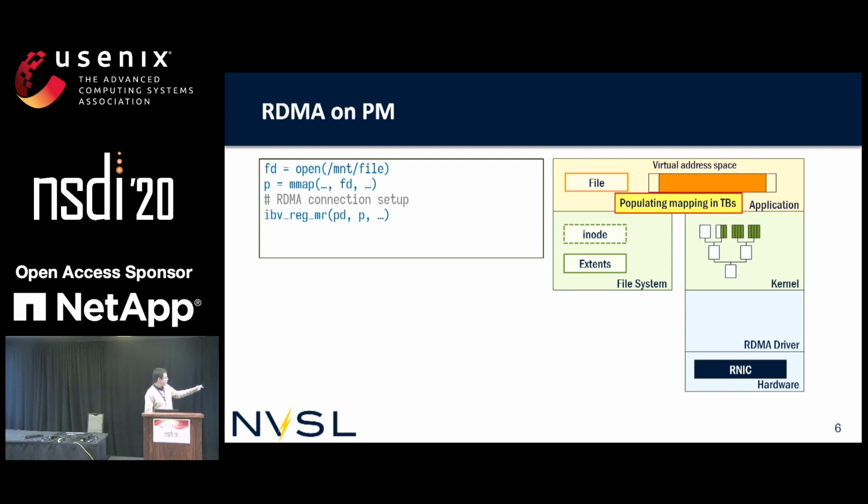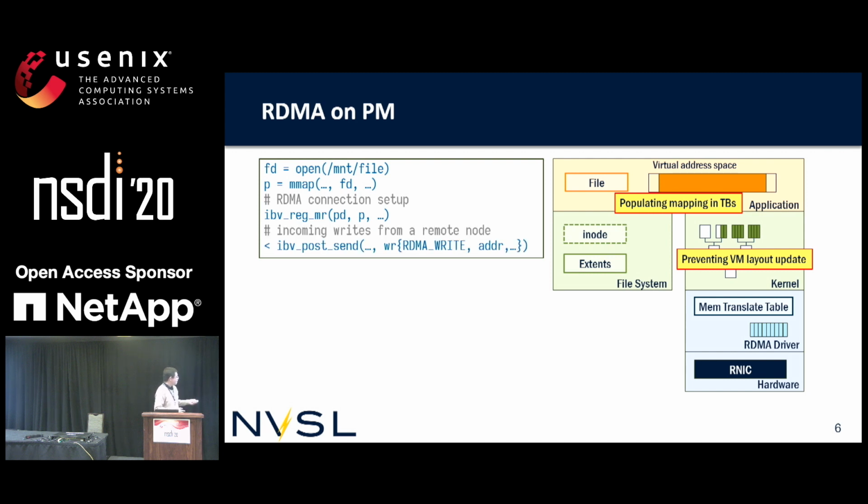And since RDMA cannot go through a page table, it will usually create a mirror of a flattened version of the page table in its managed memory, and we call this memory the translation table. So now after this process, the mapping will be completely frozen, and the file system can no longer update the file layout. And now we have an incoming write.